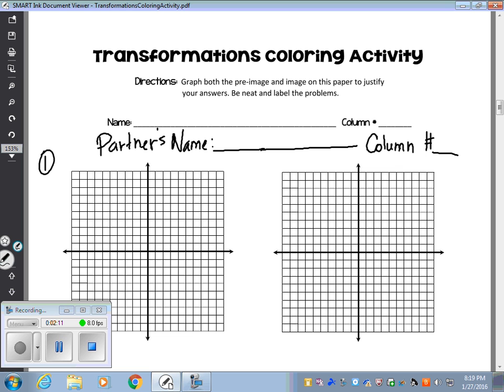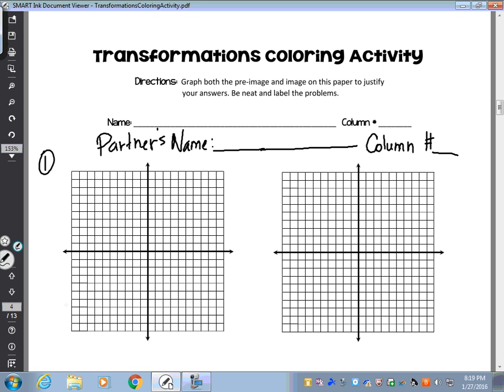On number 1, if you're partner A in column 1, I guess, your freebie. It says reflect triangle ABC with the following coordinates: A (3, -1), B (1, -5), and C (-2, -2) in the x-axis. It says what are the coordinates of B? So what I expect you to do is first graph the points. We're going to check that you graph the triangle correctly. Label the points as well.